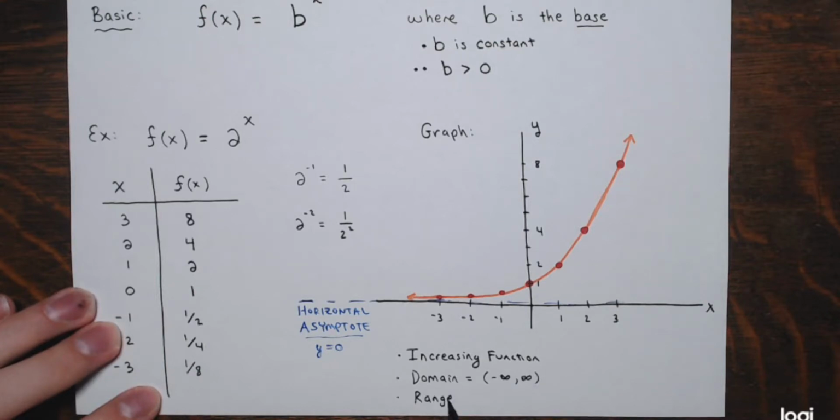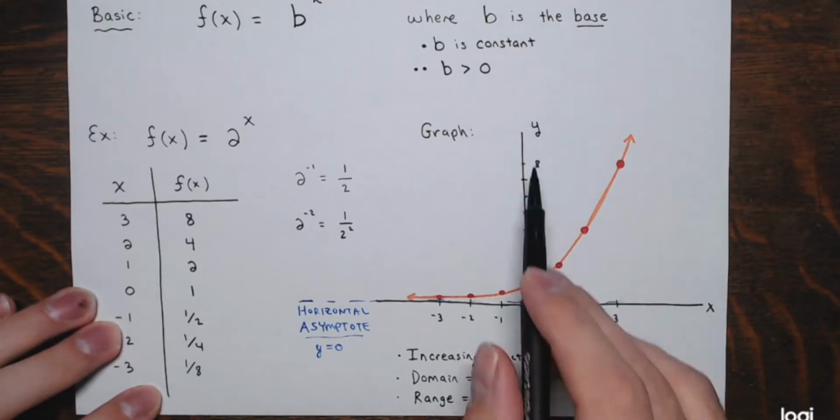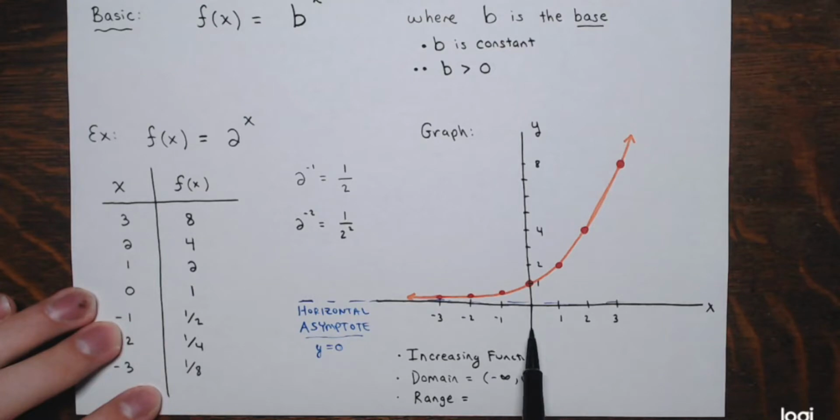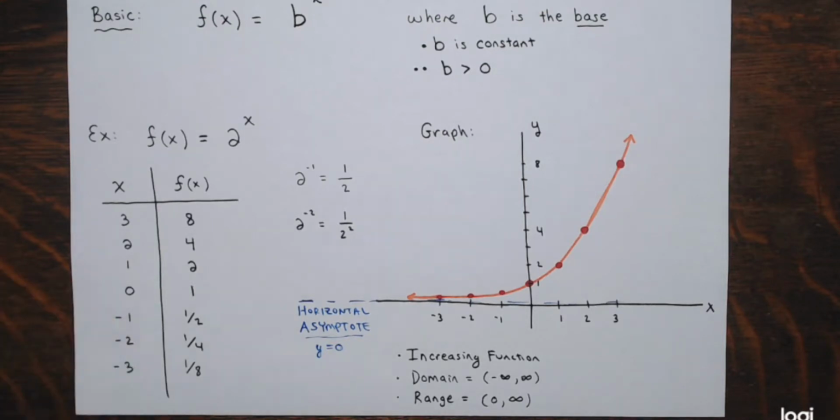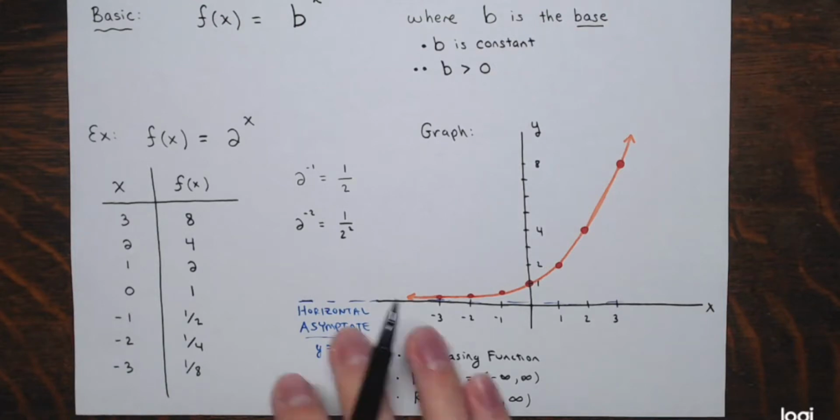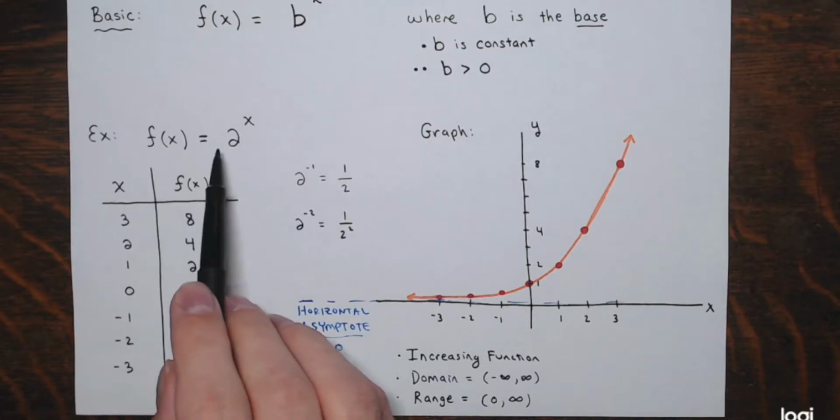The range is only positive numbers. The y values that are being used are everything above 0, but not 0 itself, and there are no negative outputs either. So the range is values from 0 to infinity, but not including 0. That's why I have parentheses on 0. Okay. So those are some properties of your basic exponential function, y equals 2 to the x.